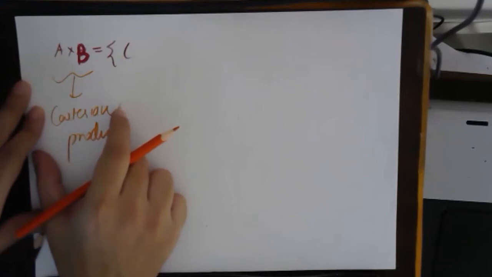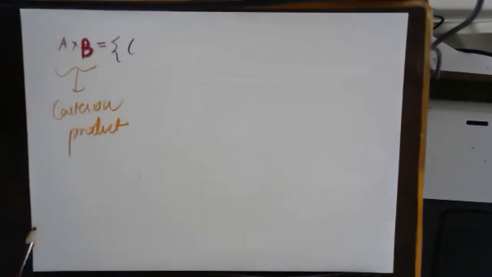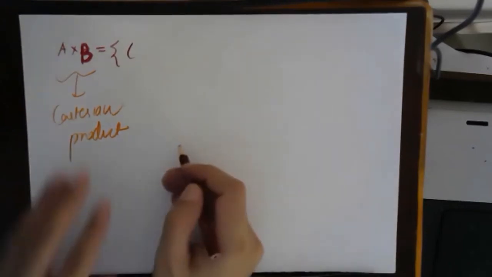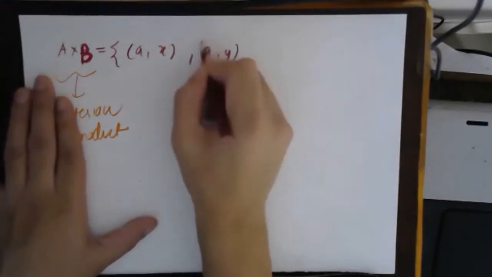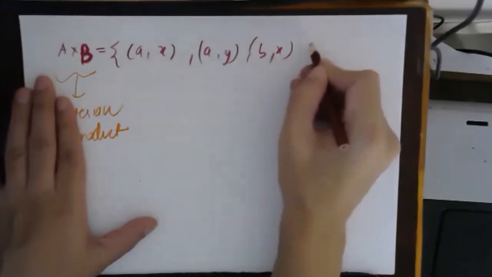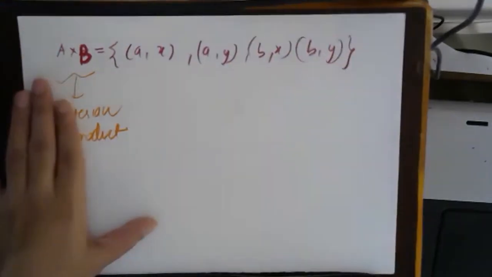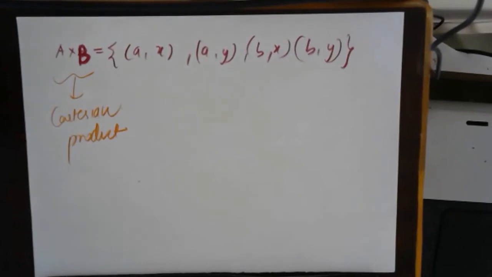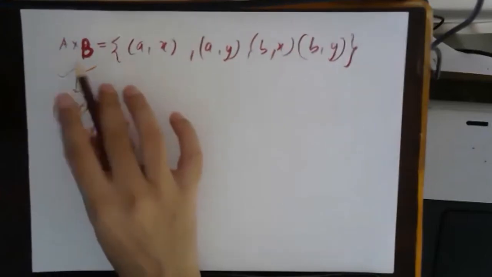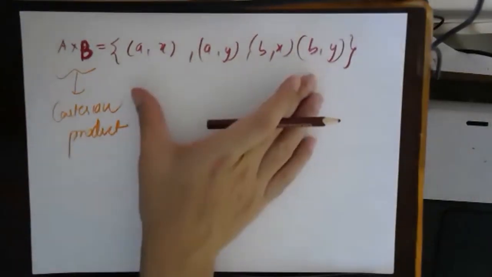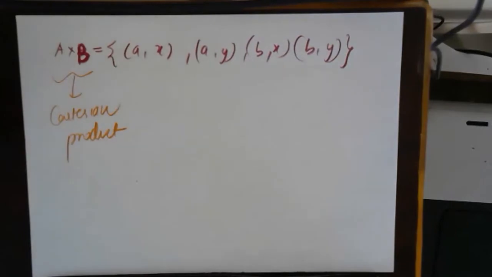So the elements of a Cartesian product will be in the form of ordered pairs. That means the elements of this set will be in the form of ordered pairs. So the Cartesian product contains the elements AX, AY, BX and BY, right? So tell me what will be set A and what will be set B. Just looking at this, can you tell me what set A and set B are?